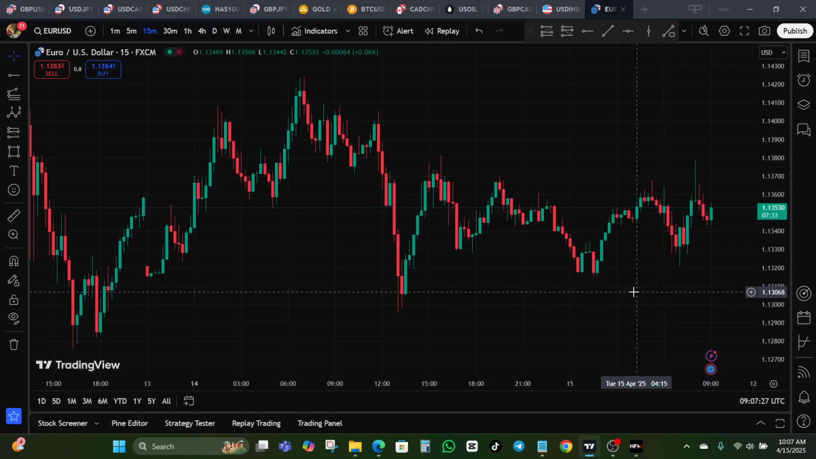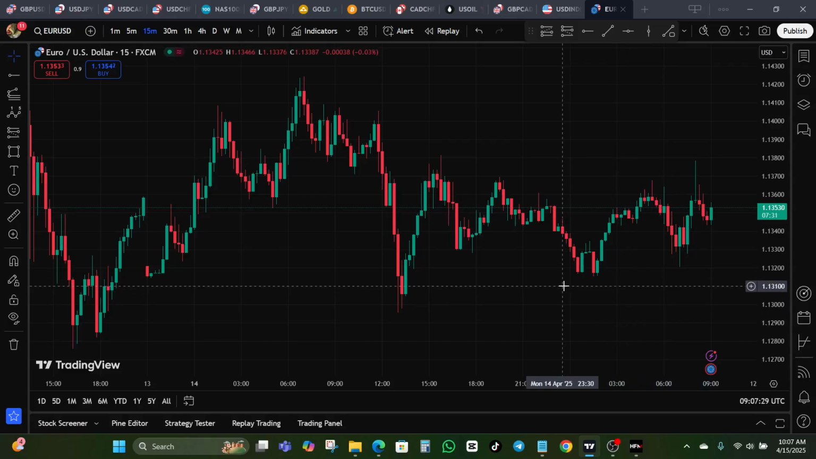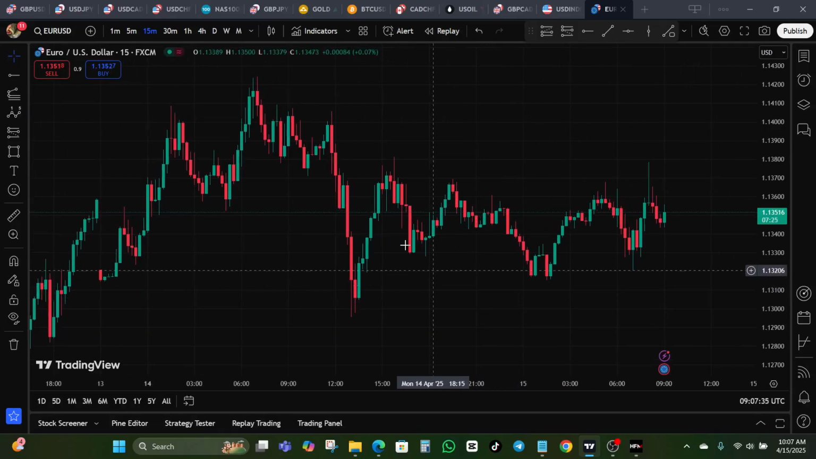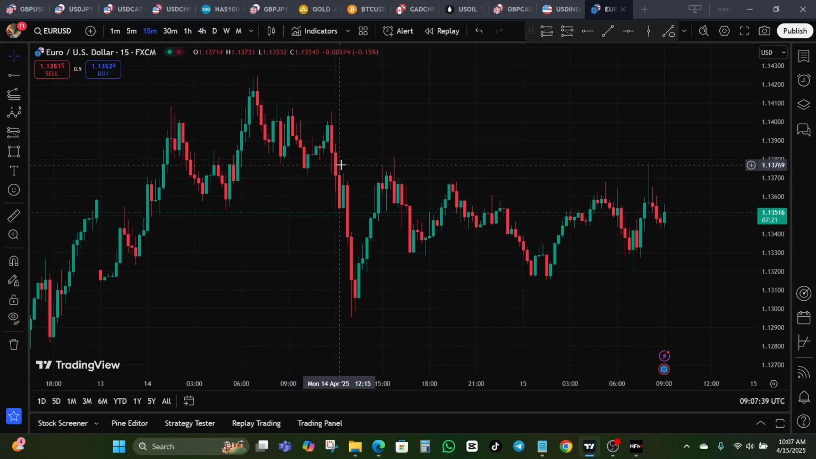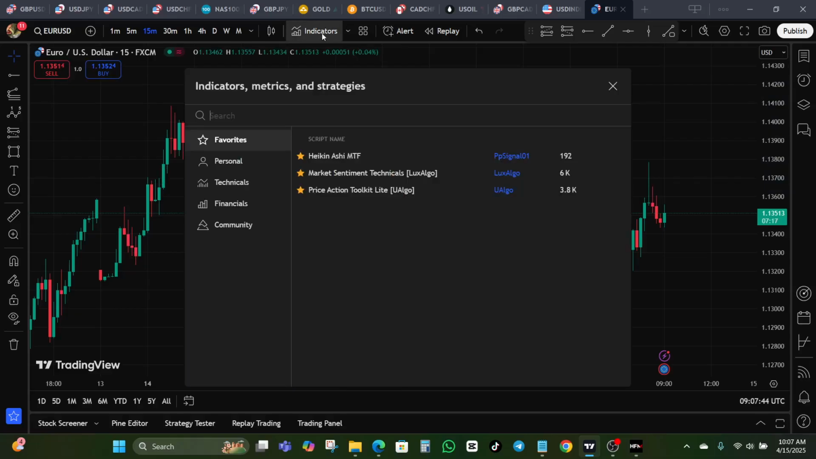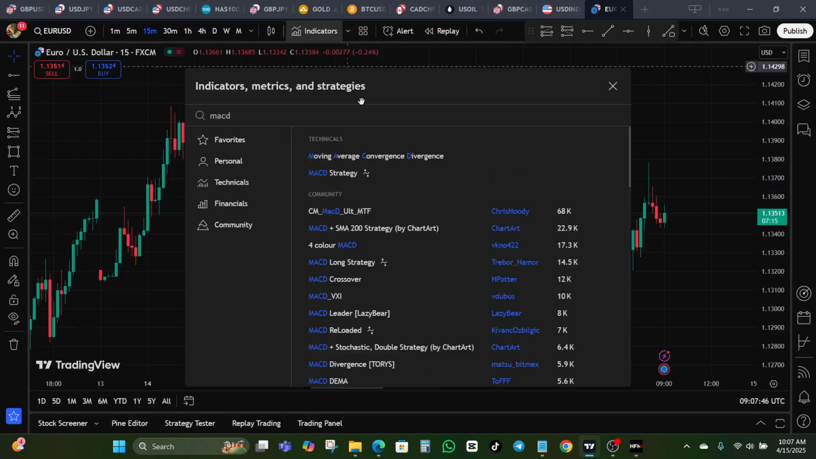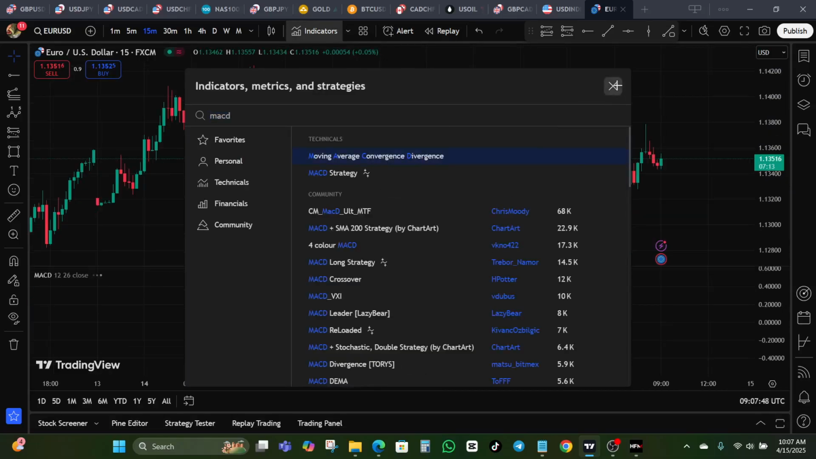Now, to understand double divergence, you need to first know what standard divergence is. When price makes a higher high, but the MACD makes a lower high, that is bearish divergence. Okay, so let me add the MACD to the chart. Let's be more practical.